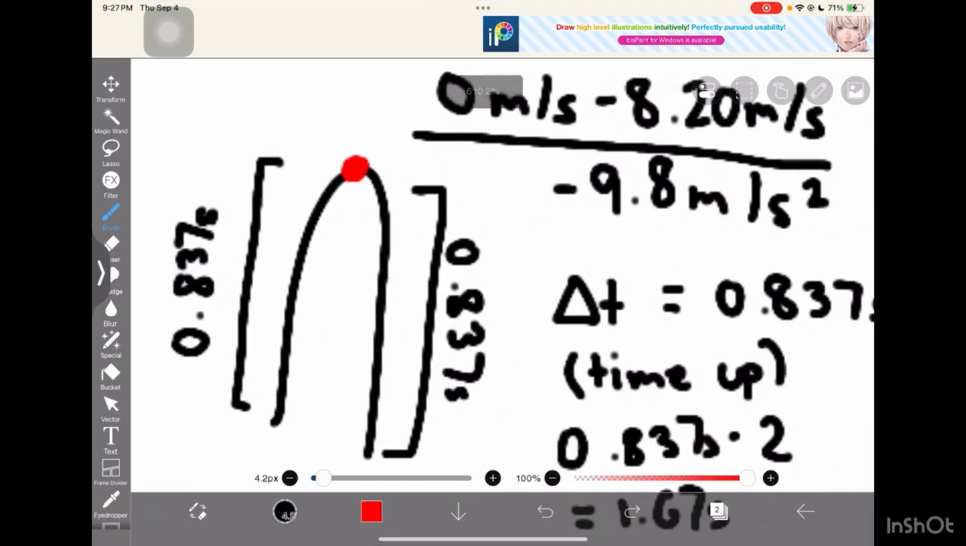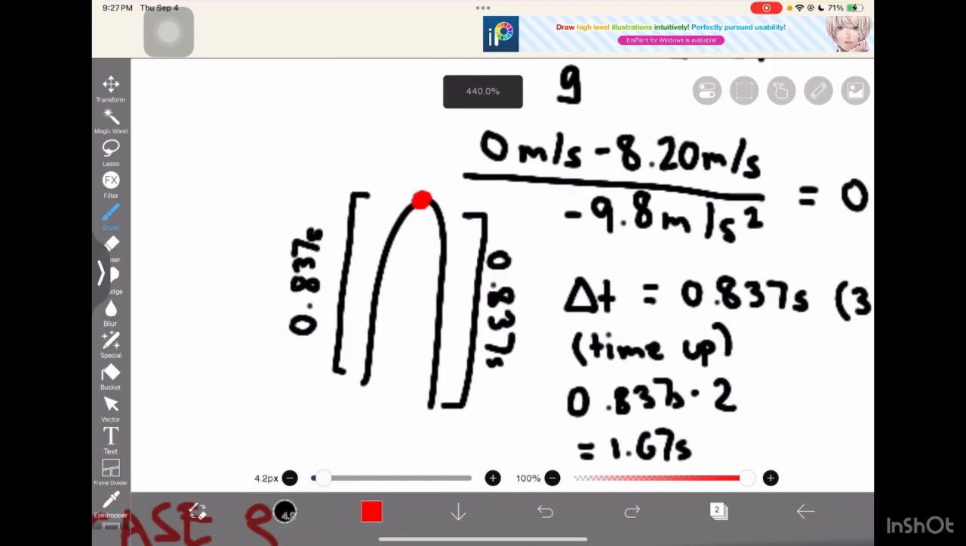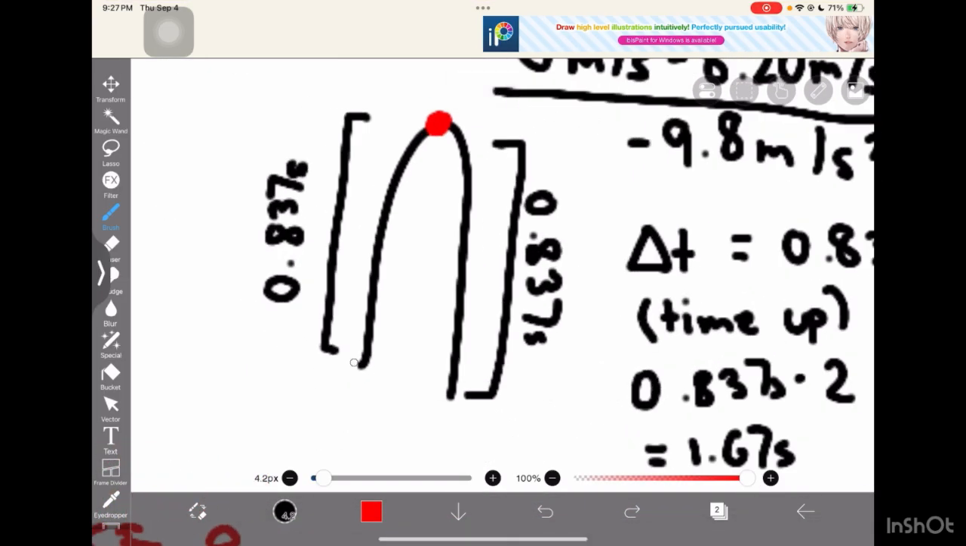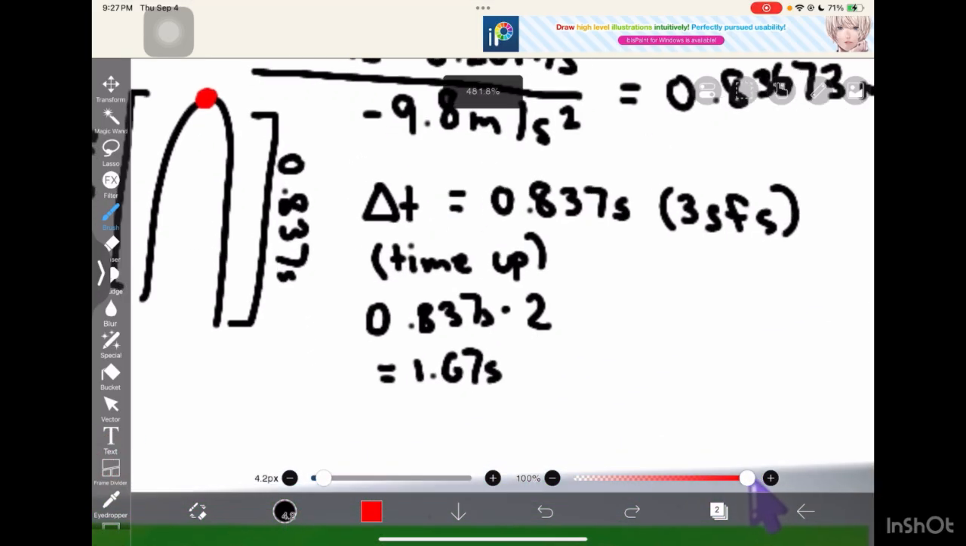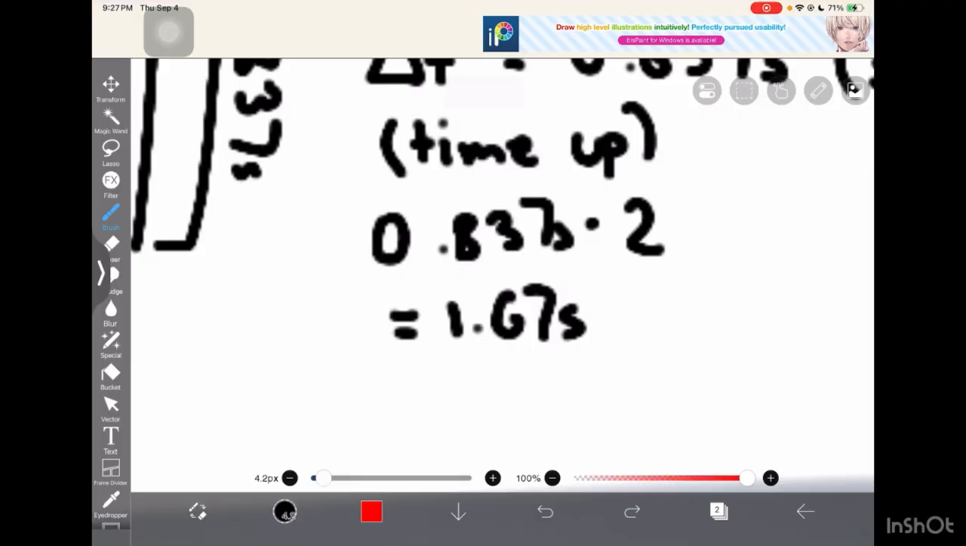But the reason why we times 2 is because this formula only solves for how long it takes to reach the peak, which is going up. But since what comes up must come down, we have to times it by 2. So in total, we just have to times 2 and follow 3 significant figures to get an answer of 1.67 seconds.